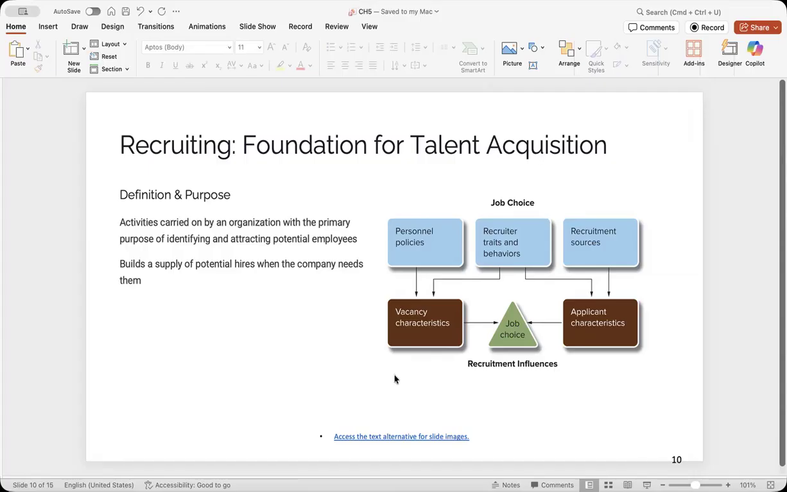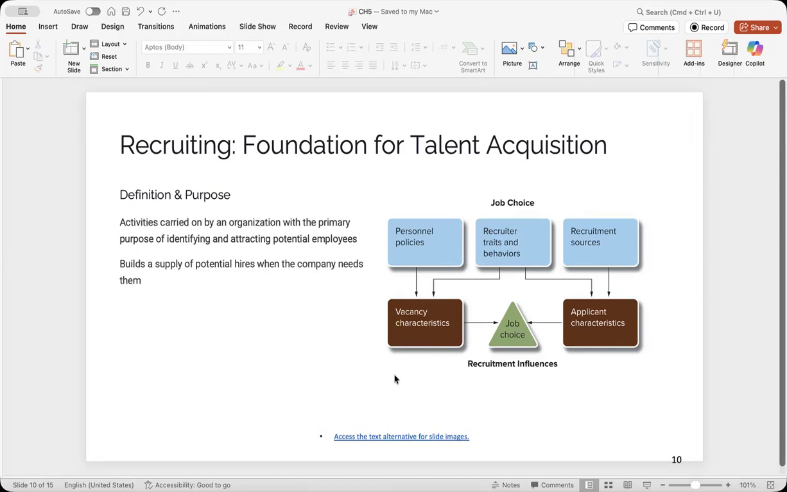So the job choice, when we look at this: personnel policies. We need to look at the vacancy characteristics of a position. We need to look at recruiter traits and behaviors. Are recruiters doing what they're supposed to do? Are they exemplifying the core values of our company? If our company's core values are speed and customer service, and they're treating new recruits slowly and poorly, you've got an issue, right? So we have to review that.